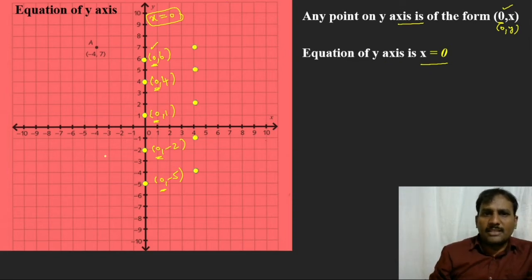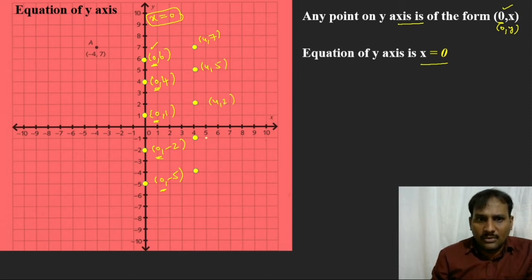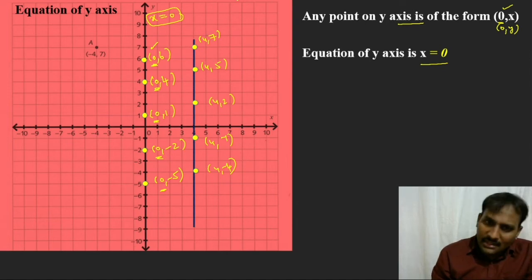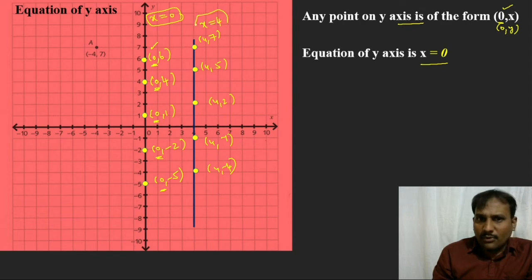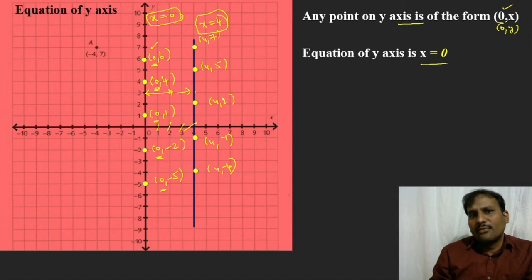Let us take some more points here. If you observe, this is (4, 7), and this is (4, 5), (4, 2), this is (4, minus 1), and this is (4, minus 4). So if you observe and join all these points, the equation of this line, can you guess it? Yes, it is x is equal to 4. And if you observe the distance between this line and y-axis, it is 4 units. See here, 1, 2, 3, 4 units. So this is a line parallel to y-axis at a distance of 4 units from the y-axis. Therefore, its equation is x is equal to 4.